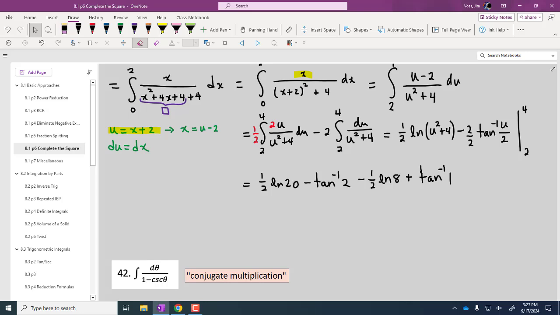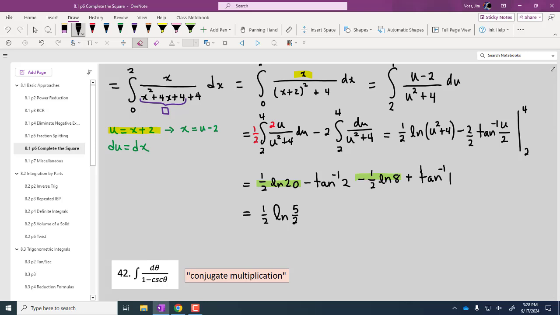So then let's combine the log pieces. You remember your log properties? It should be natural log of 20 over 8. So natural log of 20 over 8, but we can reduce that, right? We can divide a 4 out of each. So 20 over 8 reduces to 5/2.